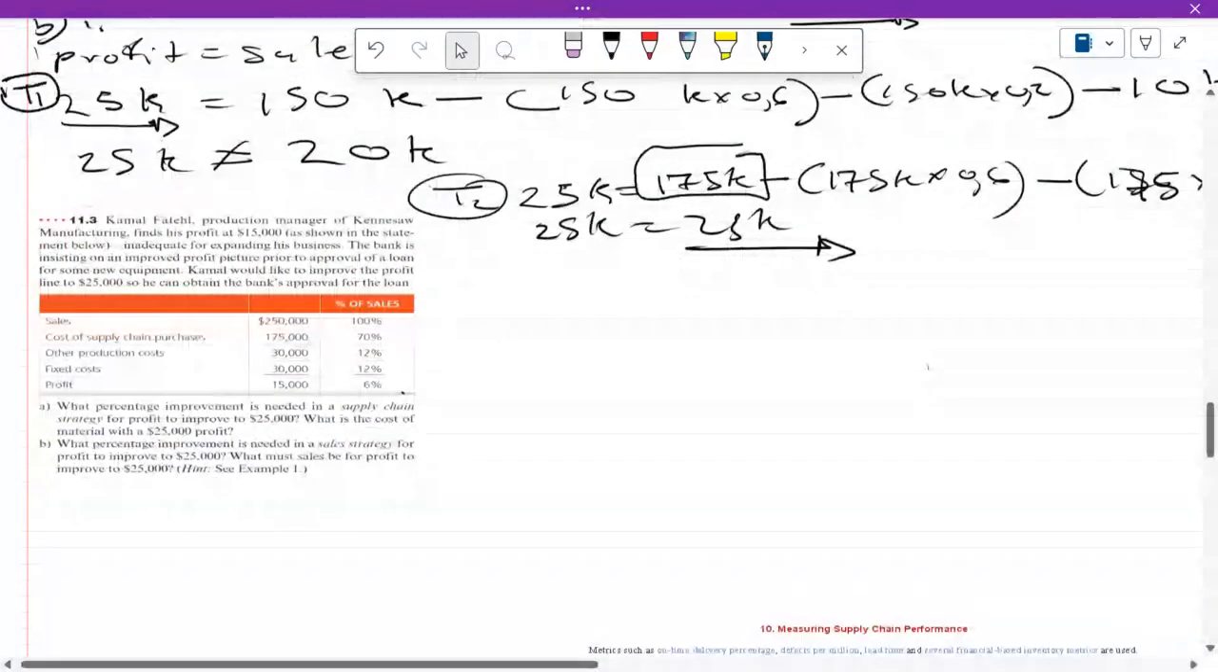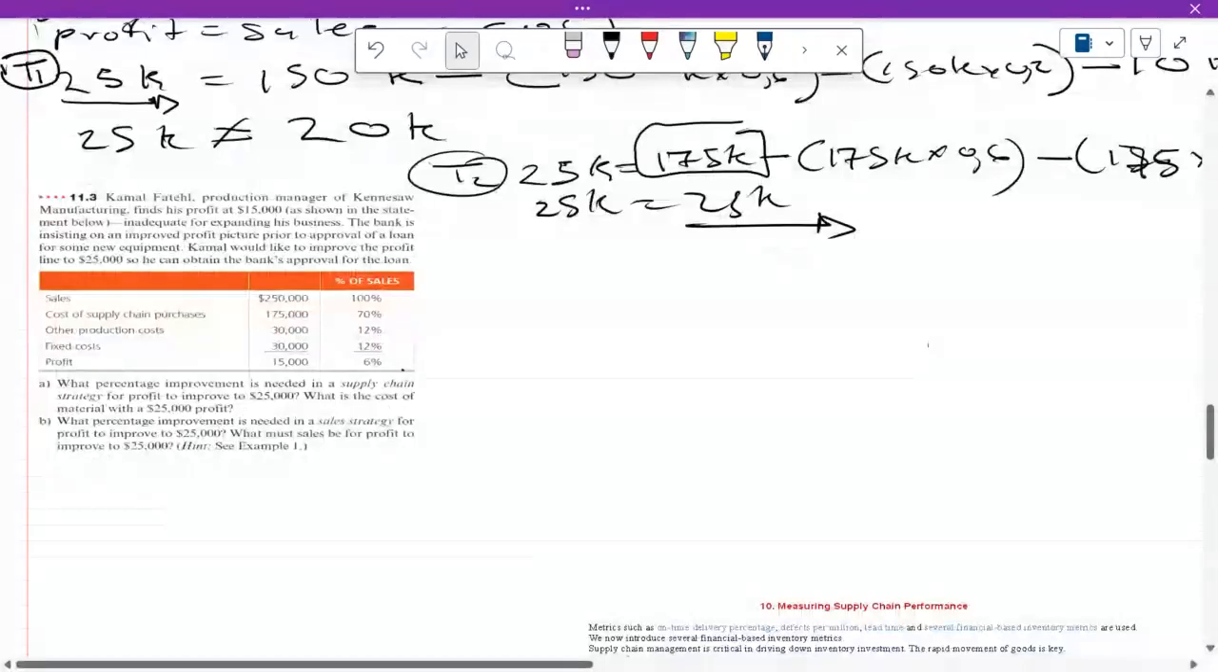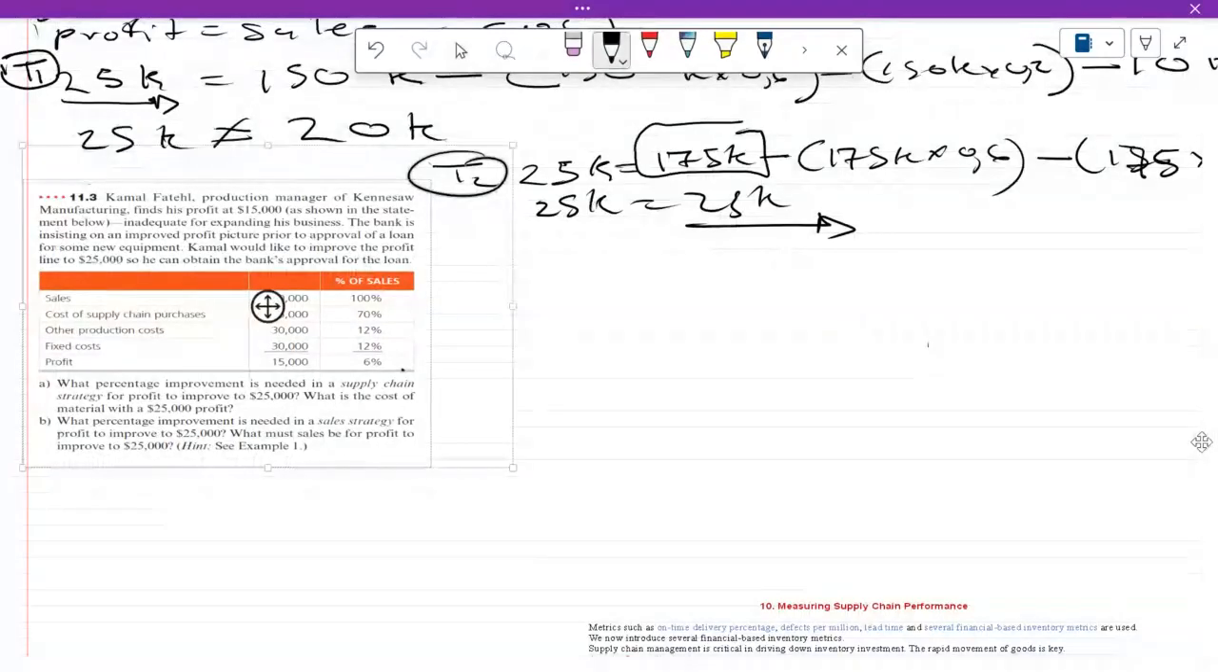Now we have the same situation. What is the percentage improvement needed in the supply chain strategy for profit to improve to 25,000 rands? What is the cost of material at that value? Then we do the same calculations.